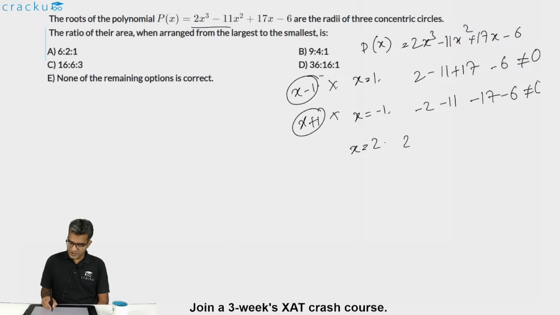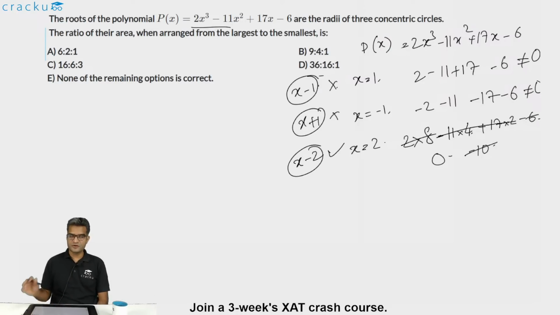X is equal to 2 will be 2 into 2 cube is 8, minus 11 into 4, plus 17 into 2, minus 6. 11 into 4 is minus 44, 17 into 2 is 34, this is minus 10. 16 minus 10 minus 6 is 0. This would imply that x minus 2 is a root. Because when you are substituting x is equal to 2, the polynomial is becoming 0. This would imply that x minus 2 is a root of the given polynomial, which is a cubic equation.